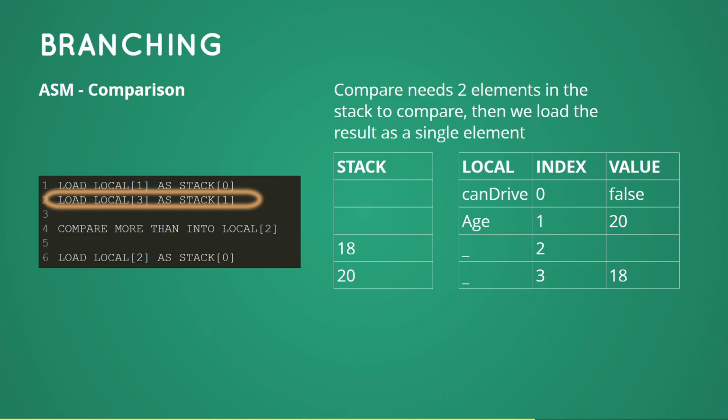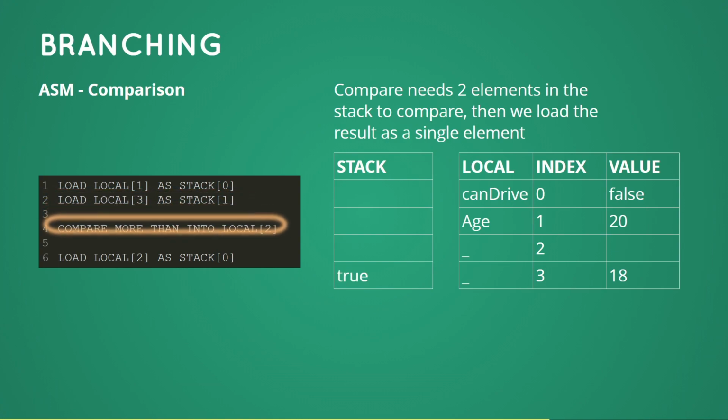That's what the next instruction does. The next instruction pops those two out and does a comparison and loads it into the stack. Notice that the compare more than took the two values from the stack, popped both of them out, and yielded a true. So it pushed in a true result from the two variables.